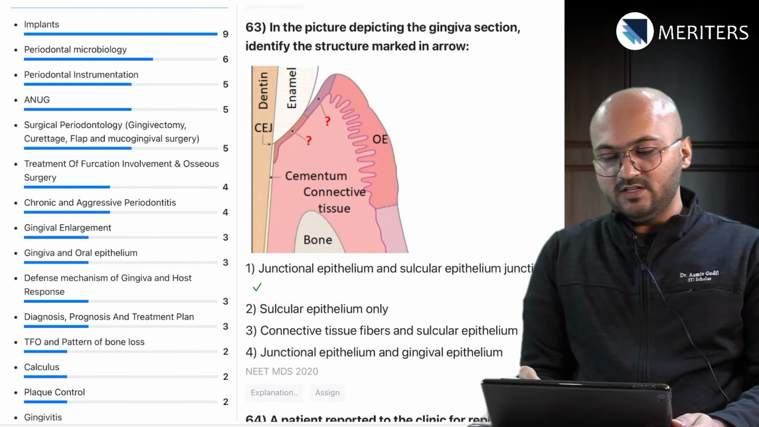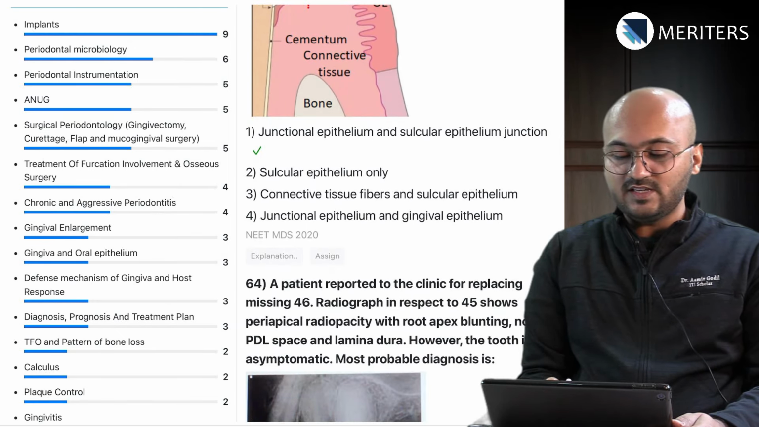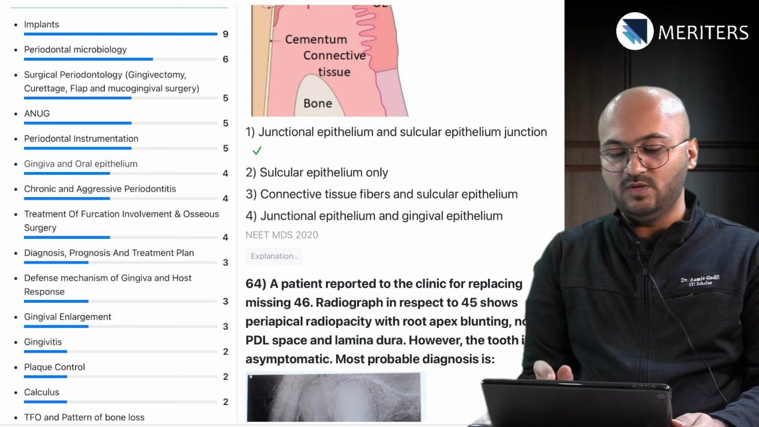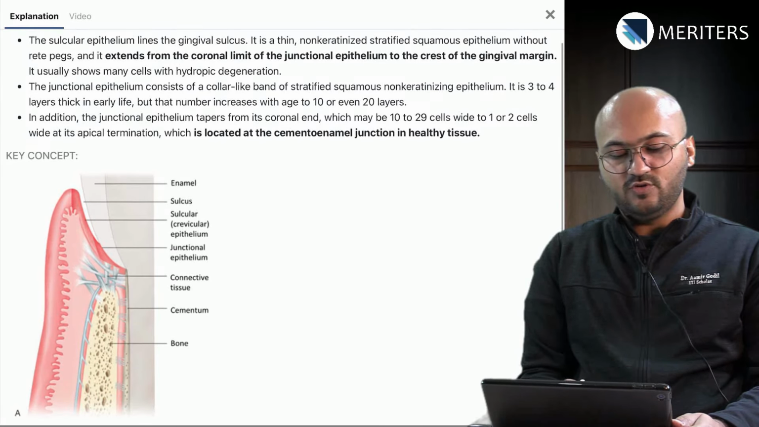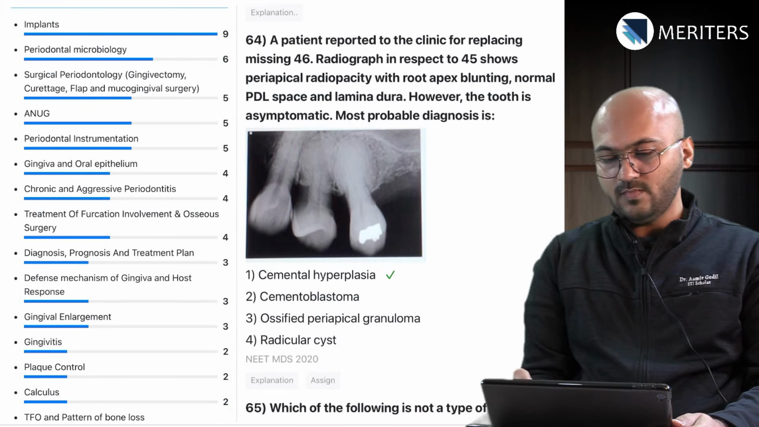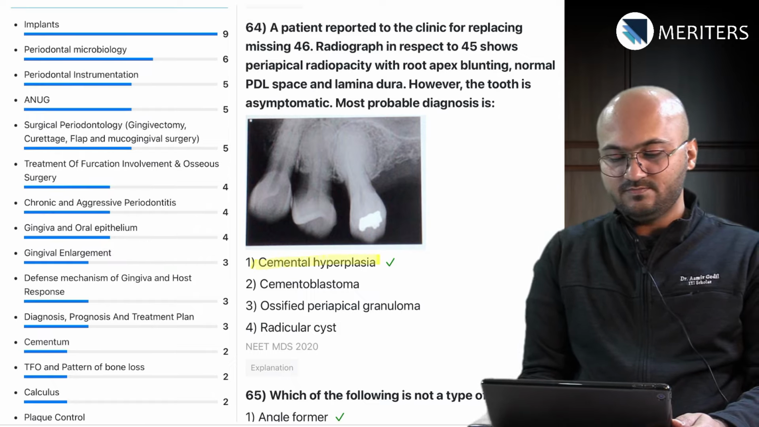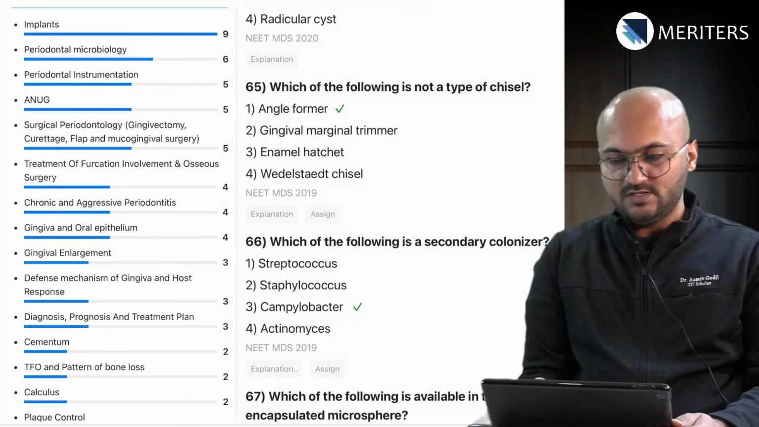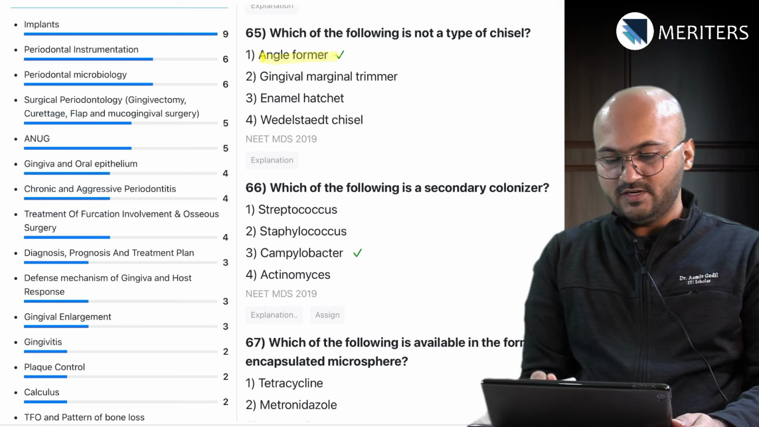In the picture depicted in the gingival section below, identify the structures marked. This image and the illustration itself, very important. You can be asked any question on this specific image. It is discussed in detail in the explanation. Make sure you are memorizing this image and understanding it. Patient reported with this IOPA. This is segmental hyperplasia, hypercementosis. Which of the following is not a type of chisel, angle former, instrumentation?